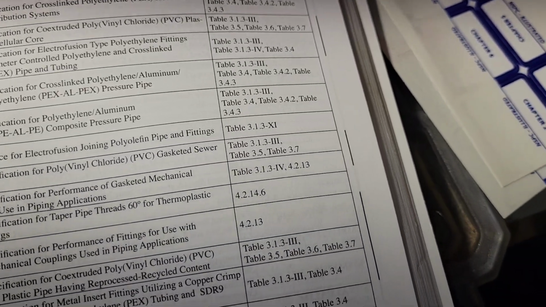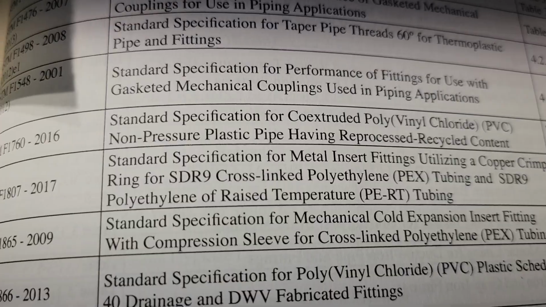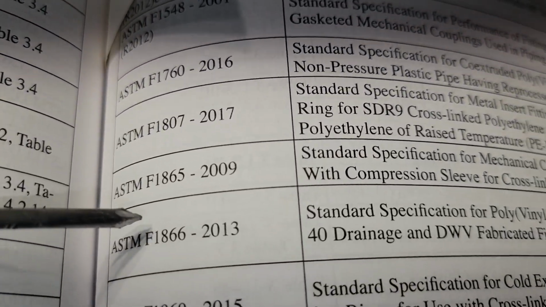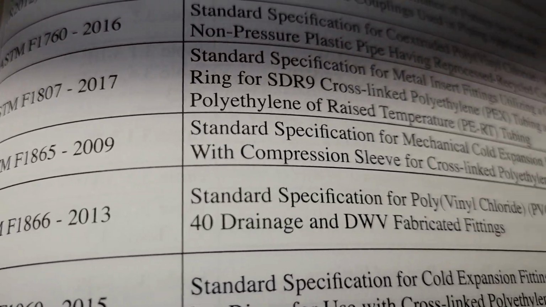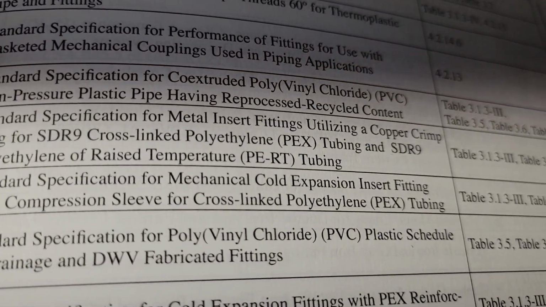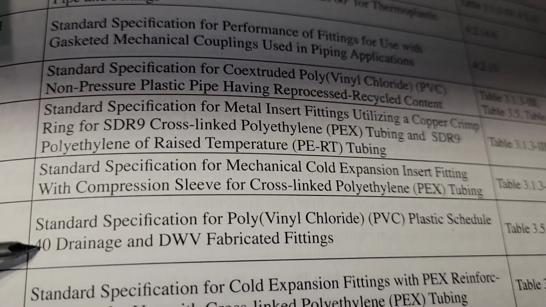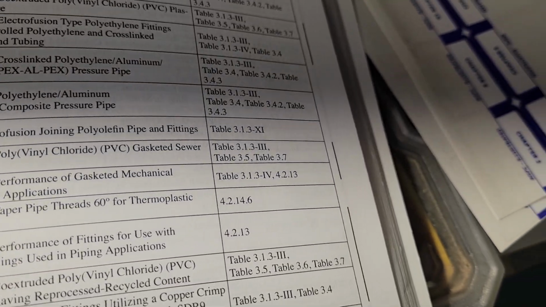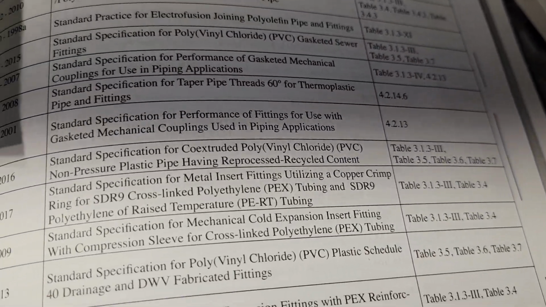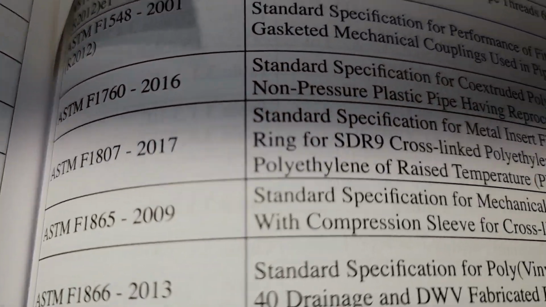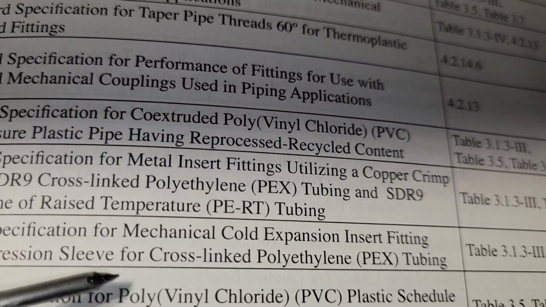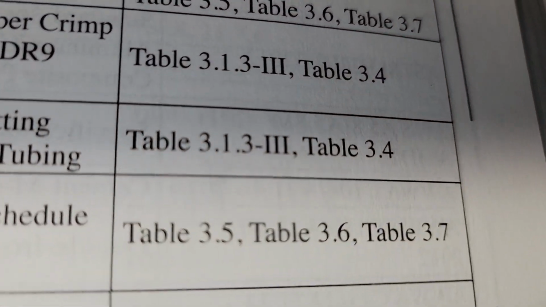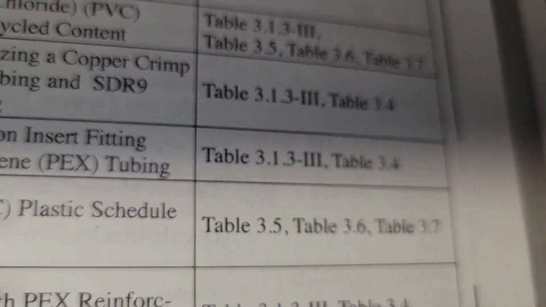Schedule 40. So if you go here, it tells you, let's get a pointer. If you go here, the ASTM F1866, standard for polyvinyl chloride, PVC plastic schedule 40, drainage, DWV fabricated fittings. And the rabbit hole does get a little deeper. Let's just concentrate on that. All right. Where was it? It's here. So if you go over, it tells you table 3.5, 3.6, and 3.7.